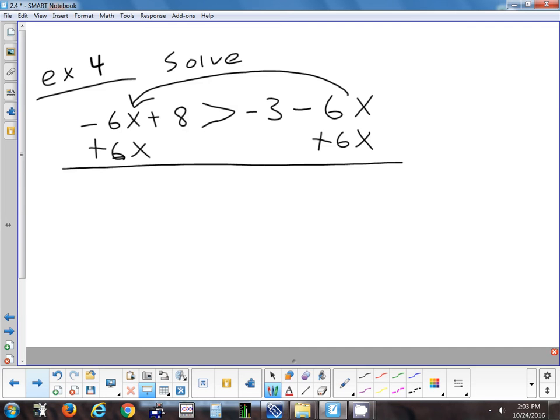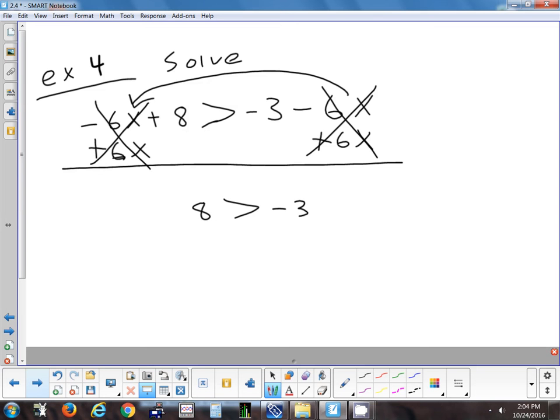Okay, but watch what's about to happen. Aiden, what's negative 6x plus 6x? It cancels each other out. Okay, that usually doesn't happen, but it did here. So what happened to all my x's? They're all gone. Okay? Bye-bye. What's on the left-hand side now? Just an 8. What's on the right-hand side? A negative 3. And I have this inequality, which I do not need to flip.